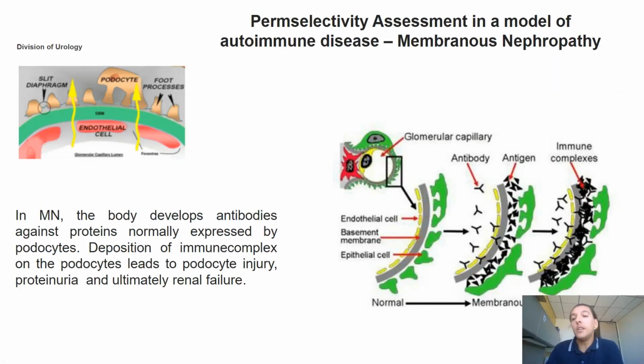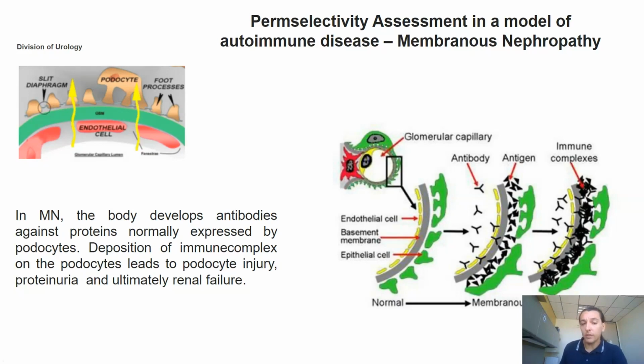We were very intrigued by the response of our system to injury, and we decided to see if we were able to use this system to model different kidney diseases. The first one that we chose was membranous nephropathy.